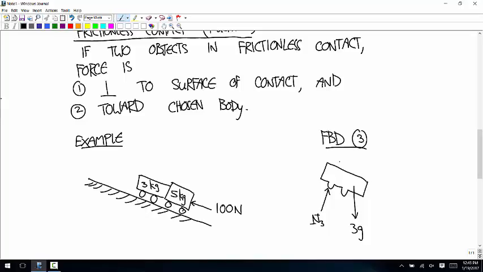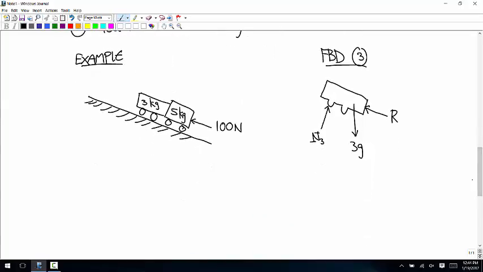And then keep going around the boundary. Look for other contact with the outside world, and the only other place is on the right side. That's another frictionless contact, a pushing contact. So that is perpendicular to the surface of contact, toward the chosen body, and I'll write that as R. Those are just variables. So now let's think about the 5 kilogram.